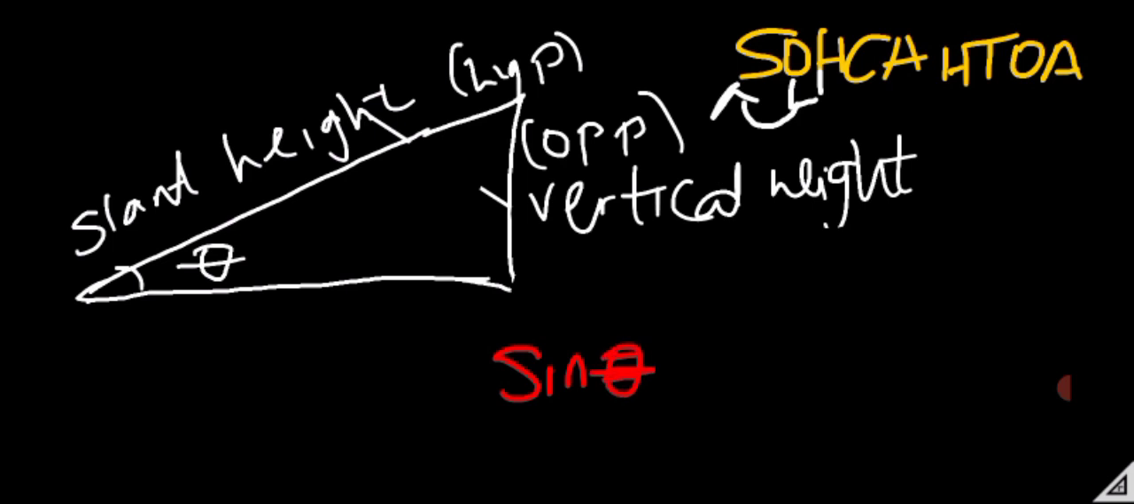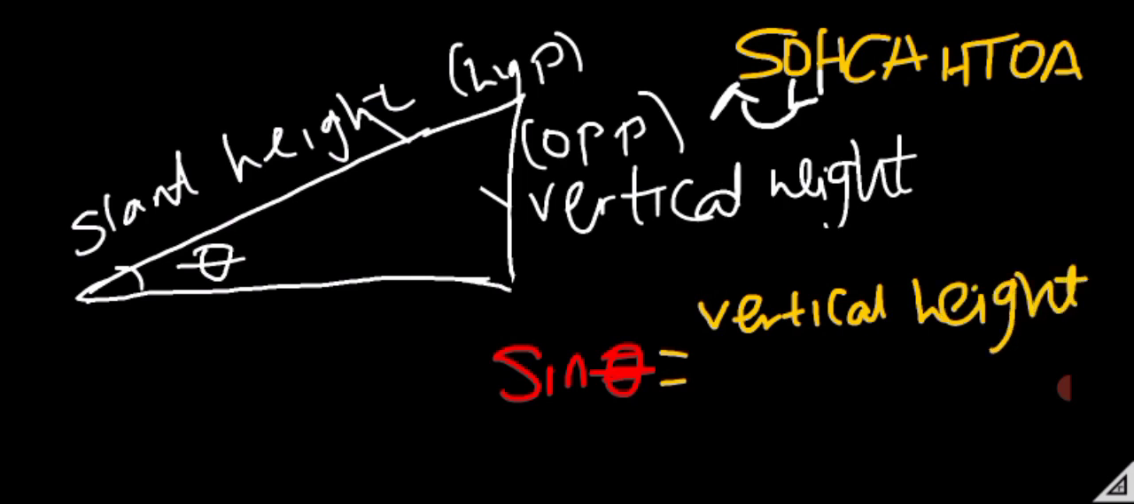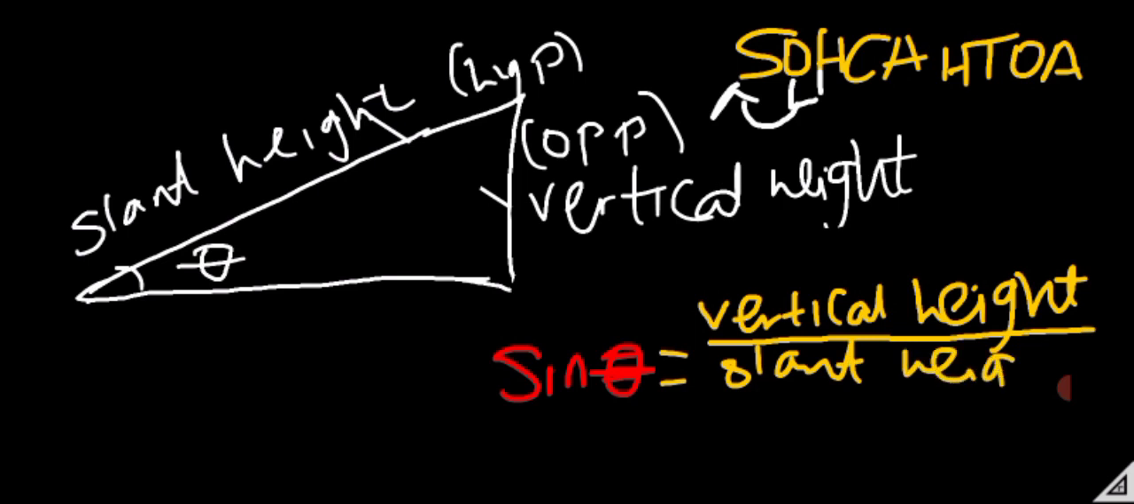So we can now say that sine theta is equal to opposite, and opposite is vertical height, all over hypotenuse, which is slant height. Now, sine theta is vertical height over slant height. But we remember our first derivation, we know that velocity ratio is slant height over vertical height. Now in this case, sine theta is vertical height over slant height.